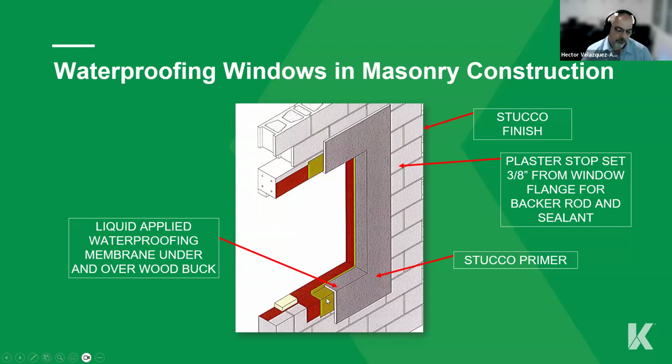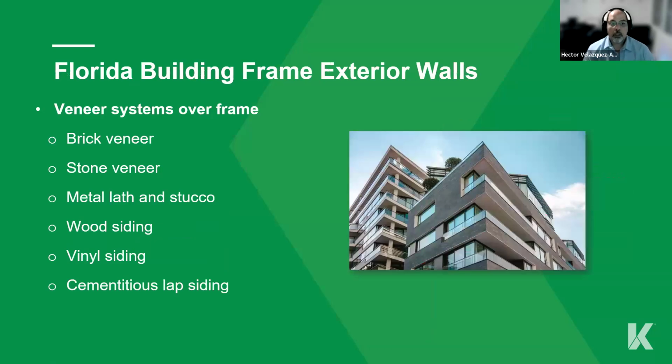You are protecting your investment. You're protecting the wood frame that is gonna be sitting underneath my window. So if something would have happened, you're trying to protect it as best as possible. Then you're gonna see that the waterproofing, we're still gonna put it all around it on the opening. Then you're gonna put your stucco and your primer and everything else around it.